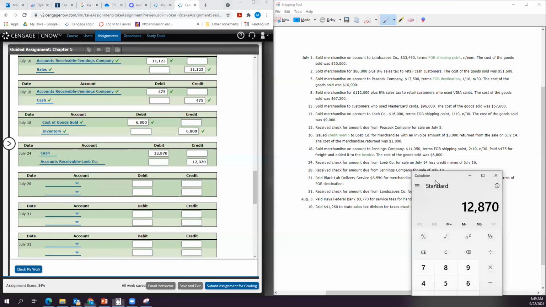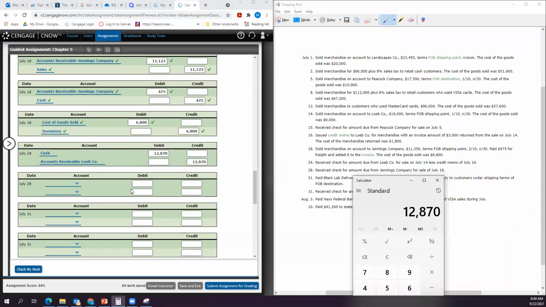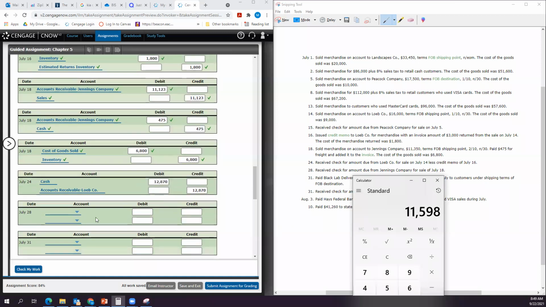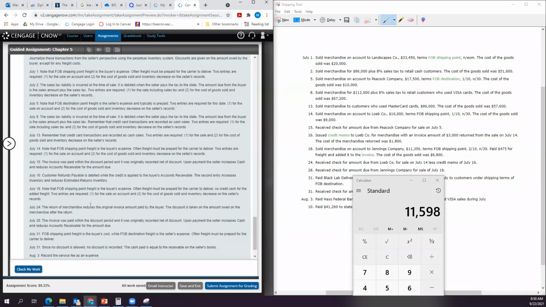So our cash will go up and our accounts receivable for Loeb will go down by $12,870. On July 28th, we received a check for the amount due from Jennings Company for the sale on July 18th. So again, Jennings, we can see we had a debit to that accounts receivable of $11,123, and then another debit to accounts receivable for the shipping of $475. So $11,123 plus $475, they owe us $11,598. Again, we'll show cash going up and accounts receivable going down. Check our work.